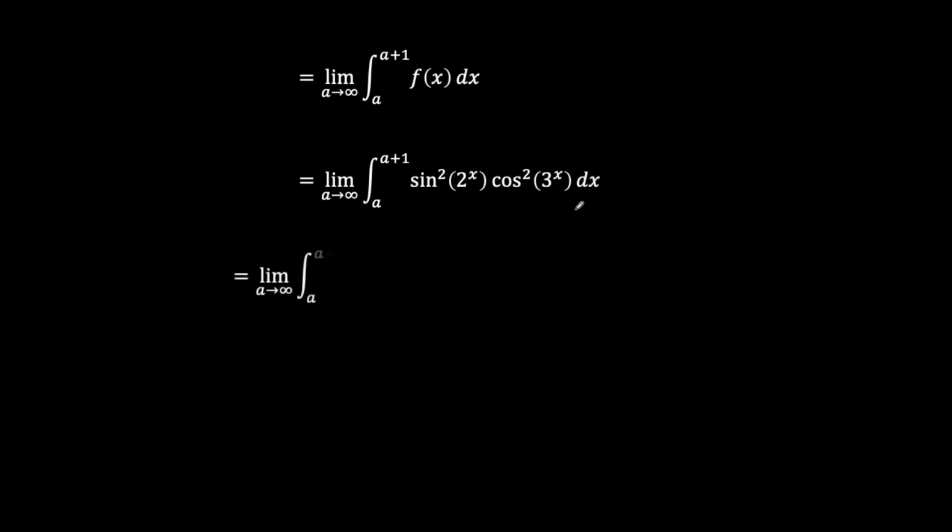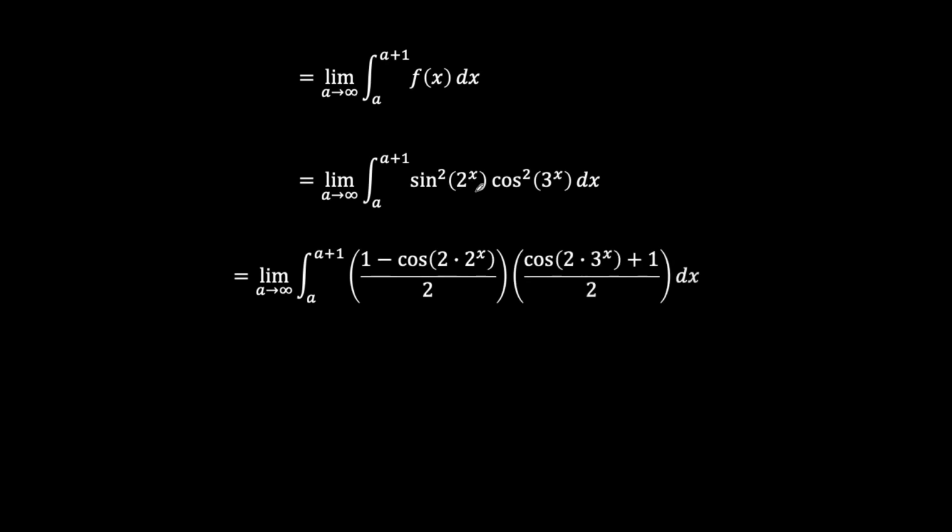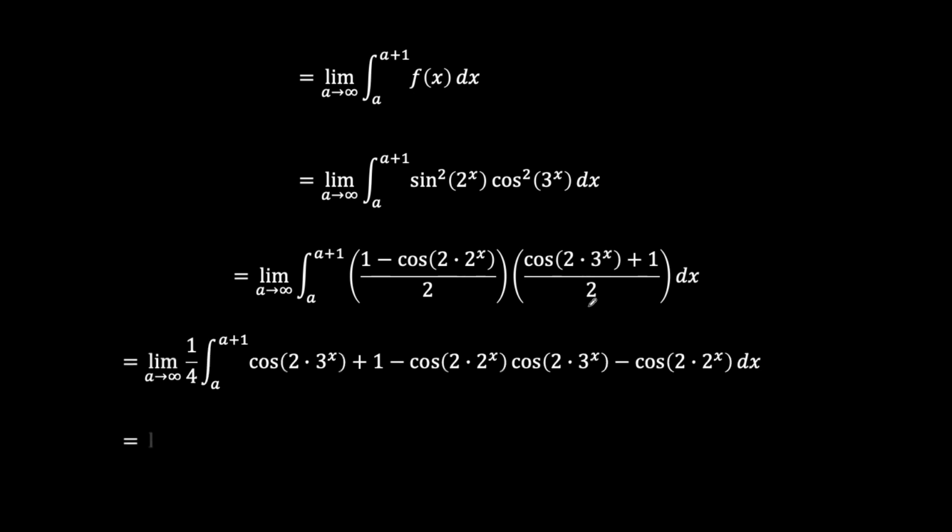We can express that into a double angle formalism by removing the squared. So sine squared 2 to the power x is the same as 1 minus cosine 2 times 2 to the power x over 2. Cosine squared 3 to the power x is the same as cosine 2 times 3 to the power x plus 1 over 2.